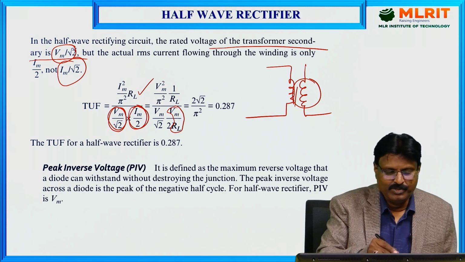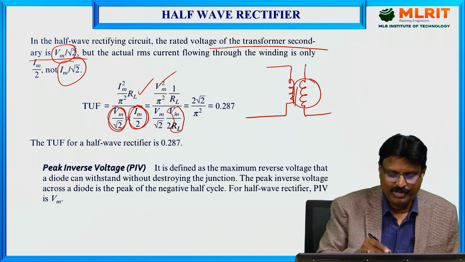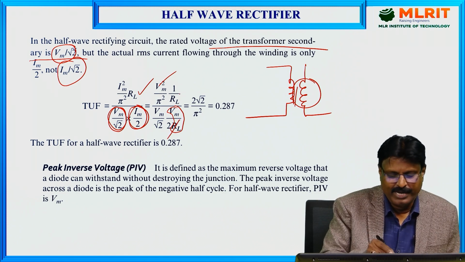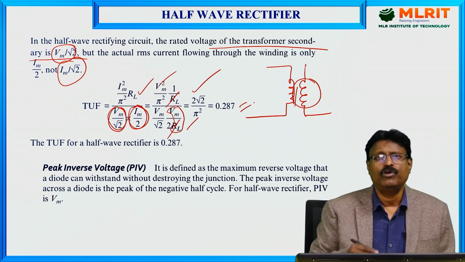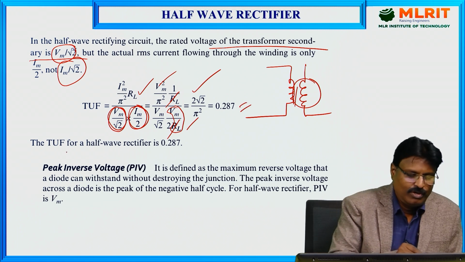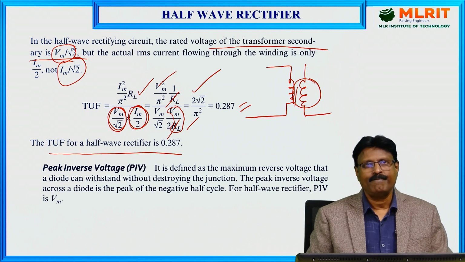So here Vm square is there and here Vm into Vm square is there. And if you go for the calculation, RL will be cancelled and you will be getting 2 root 2 by pi square. That will be equal to 0.287. So the TUF of half-wave rectifier is 0.287. So that is about TUF calculation.